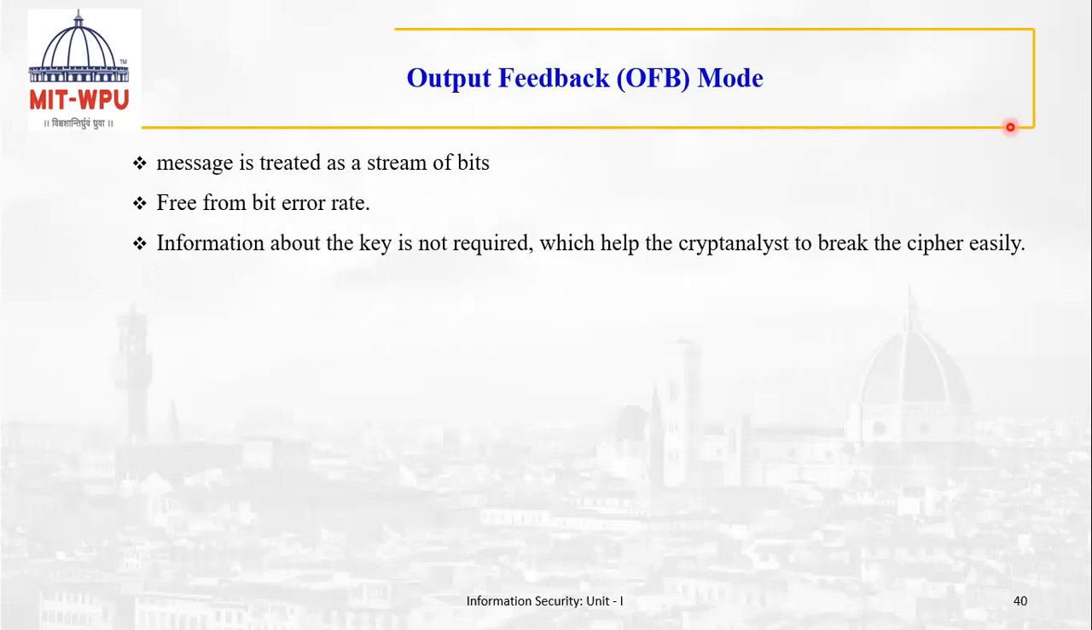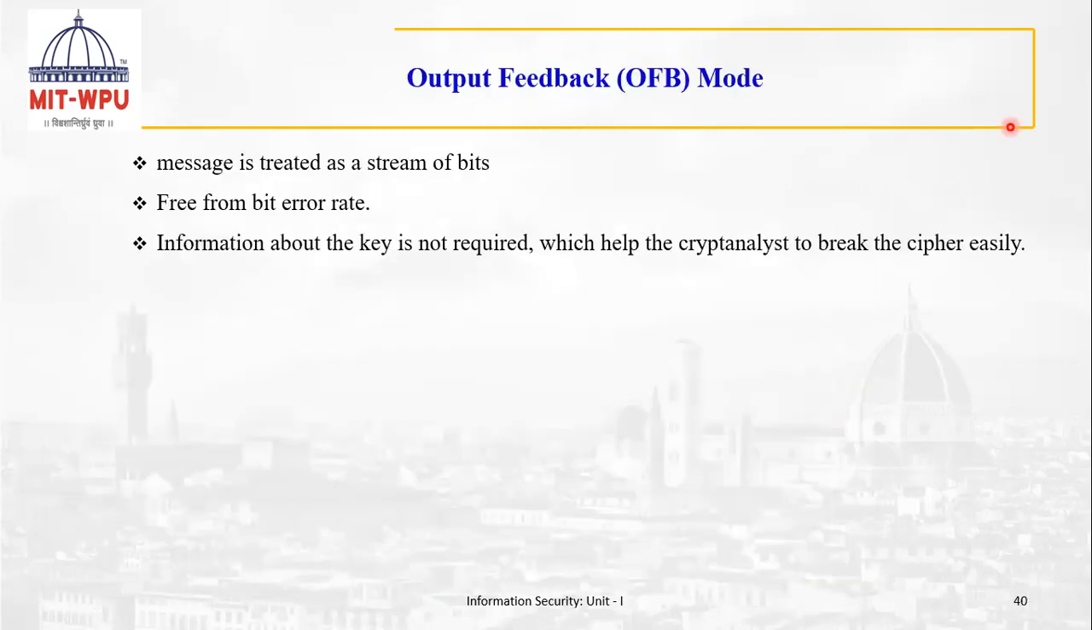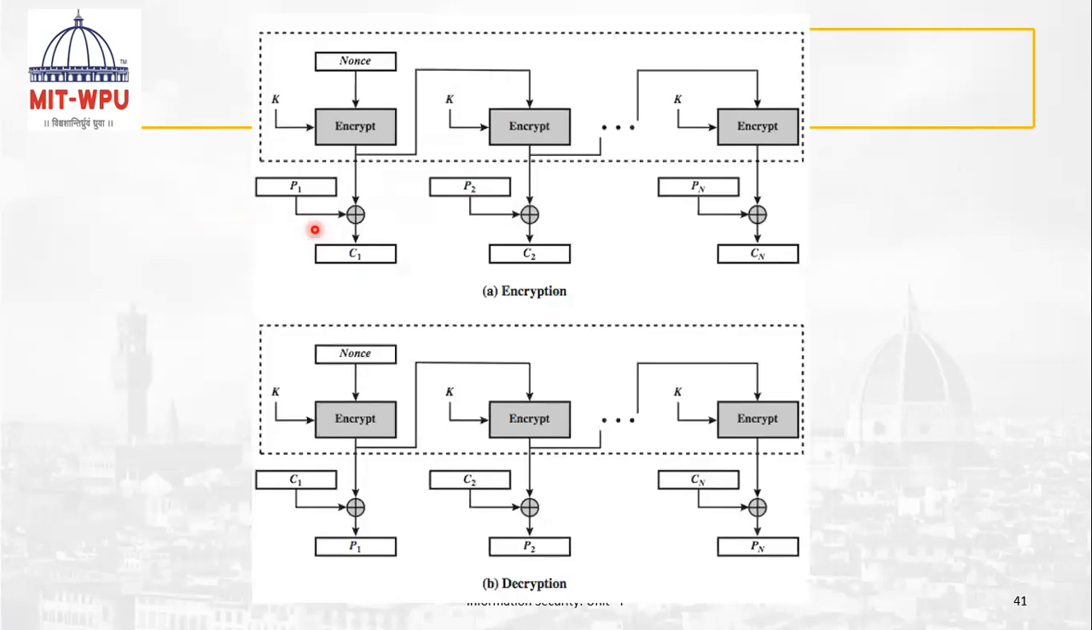So the next mode is output feedback mode. It is more similar to cipher feedback mode, but it is free from the bit error. So if there is any problem with one bit, it doesn't hamper the next bit. How this is done is, instead of using an initialization vector, we are using a nonce here. What is a nonce?